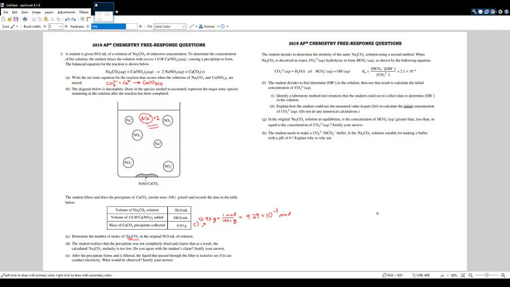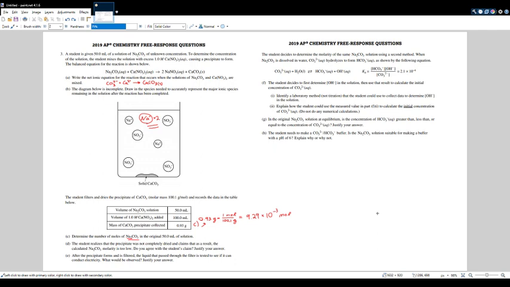Part E says, after the precipitate forms and is filtered, the liquid that passed through the filter is tested to see if it can conduct electricity. What would be observed? Justify your answer. So the answer is that it will conduct electricity. And the reason is all ionic compounds, when dissolved in water, will conduct electricity just because of their nature, their ability to conduct the movement of electrons.